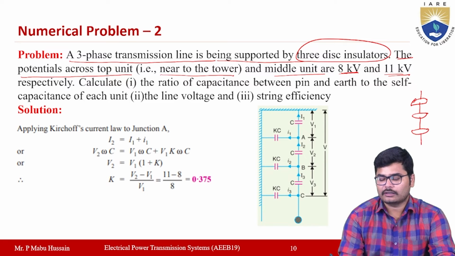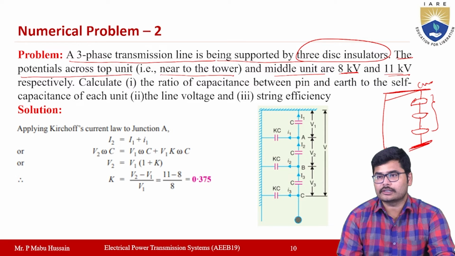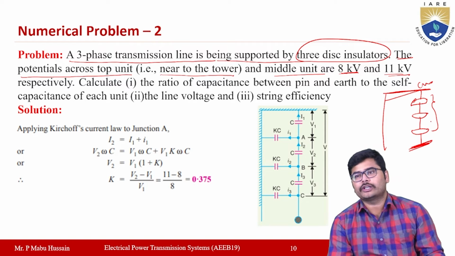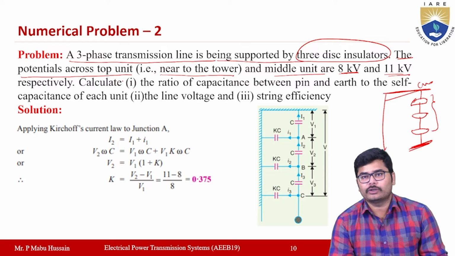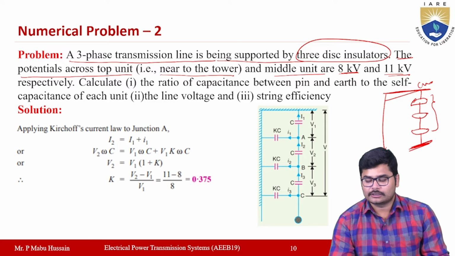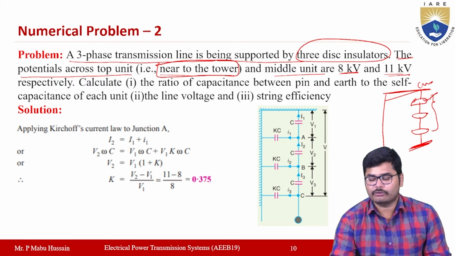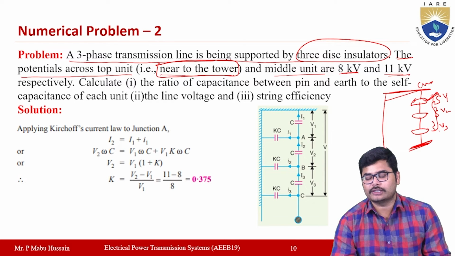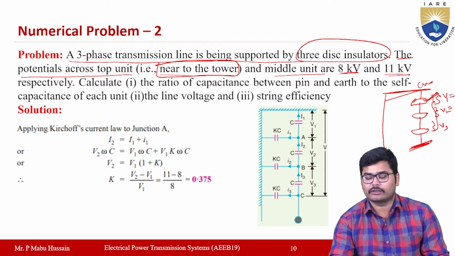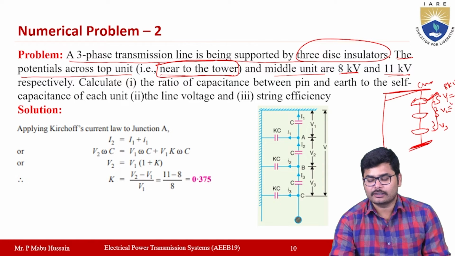And here this is the tower structure or cross arm you can say. So now here you have the conductor. These 3 insulator discs are considered here, and they are giving that the potential across the top unit and middle unit are 8 kilovolts and 11 kilovolts respectively. The top unit means the unit which is nearer to the tower. Voltage across this unit is V1, next unit is V2, next unit is V3 if you consider. So V1 value and V2 value both are given. V1 is 8 kilovolts, V2 is 11 kilovolts.